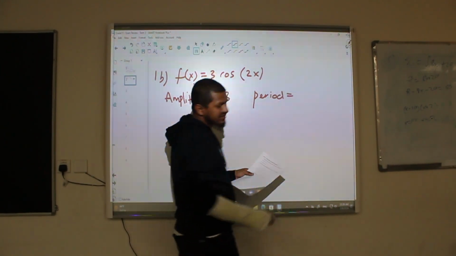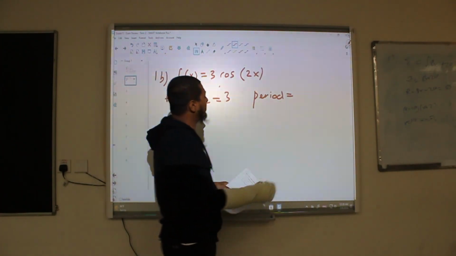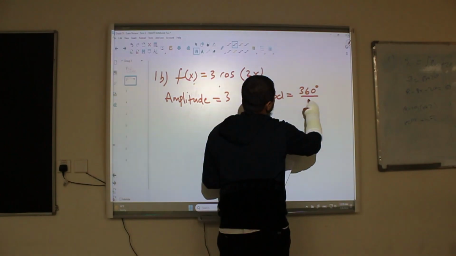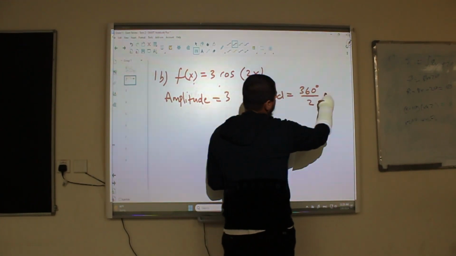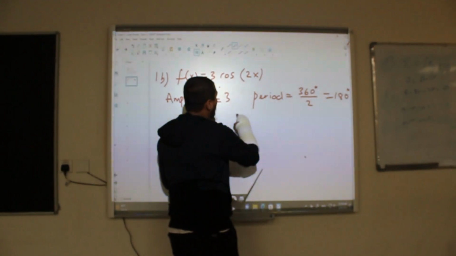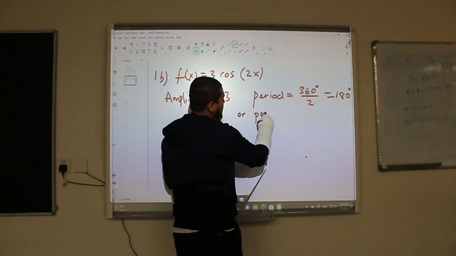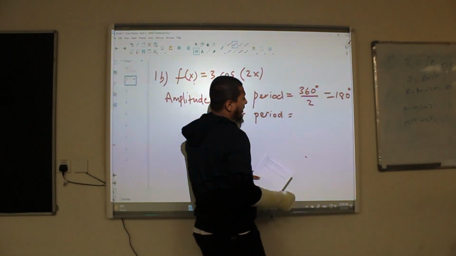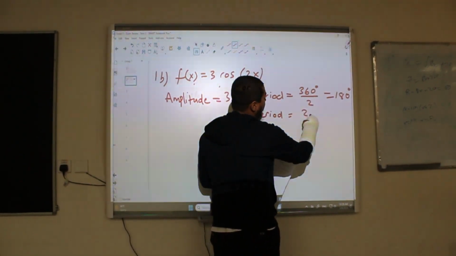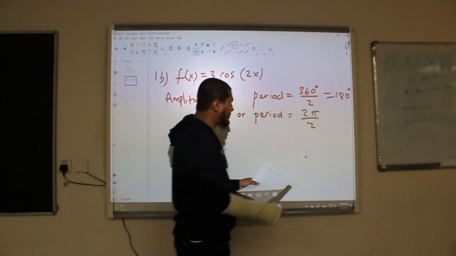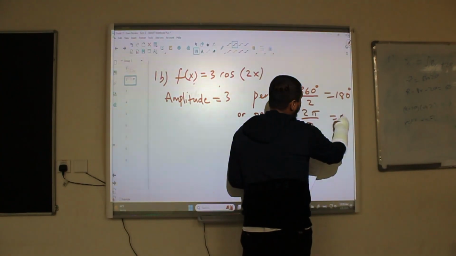Period is 360 degrees divided by 2, which is going to give us 180 degrees. Or the period in radians is equal to 2 pi divided by 2, because we want it in radians. And 2 pi divided by 2 will give us pi.